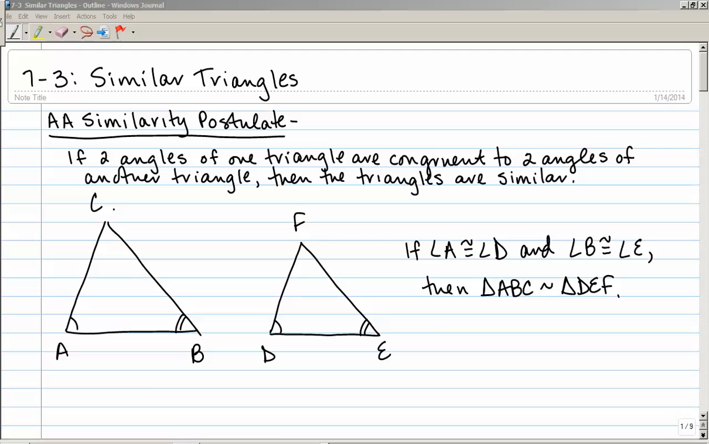So given triangle ABC and triangle DEF, if angle A is congruent to angle D and angle B is congruent to angle E, then triangle ABC is similar to triangle DEF. So all we have to do is show that two angles of one triangle are congruent to two angles of another triangle. That'll show us that they are similar to each other.